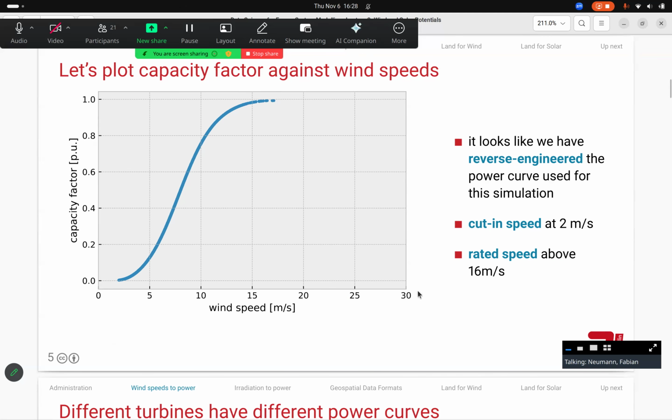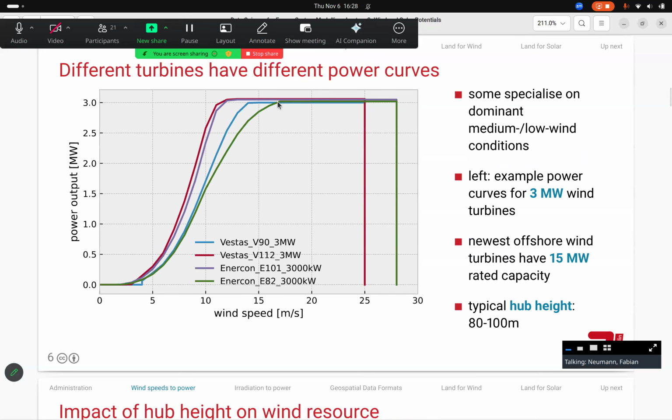And actually, we don't have any observations of what the cutoff wind speed is. It may just be the case that in the data set I downloaded, there was no case where it was so stormy that the wind turbine had to shut off. And also here we can roughly see that the rated speed is at around 16 meters per second. Okay, so why do we talk about this?